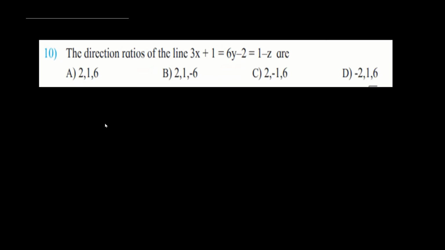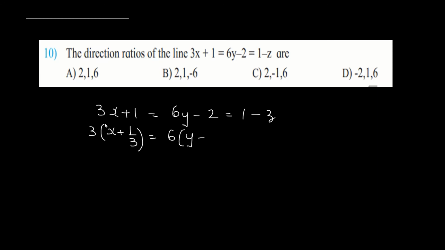In the 10th sum, you have to find the direction ratios of the line 3x plus 1 is equal to 6y minus 2 is equal to 1 minus z. So what we do over here is, the equation is 3x plus 1 is equal to 6y minus 2 is equal to 1 minus z. So we take 3 common in the first expression. This becomes x plus 1 upon 3 is equal to, 6 is common in the second expression, so it becomes y minus 1 upon 3 again is equal to, in the third expression, we take minus 1 common. Thus, we get z minus 1 in the bracket.